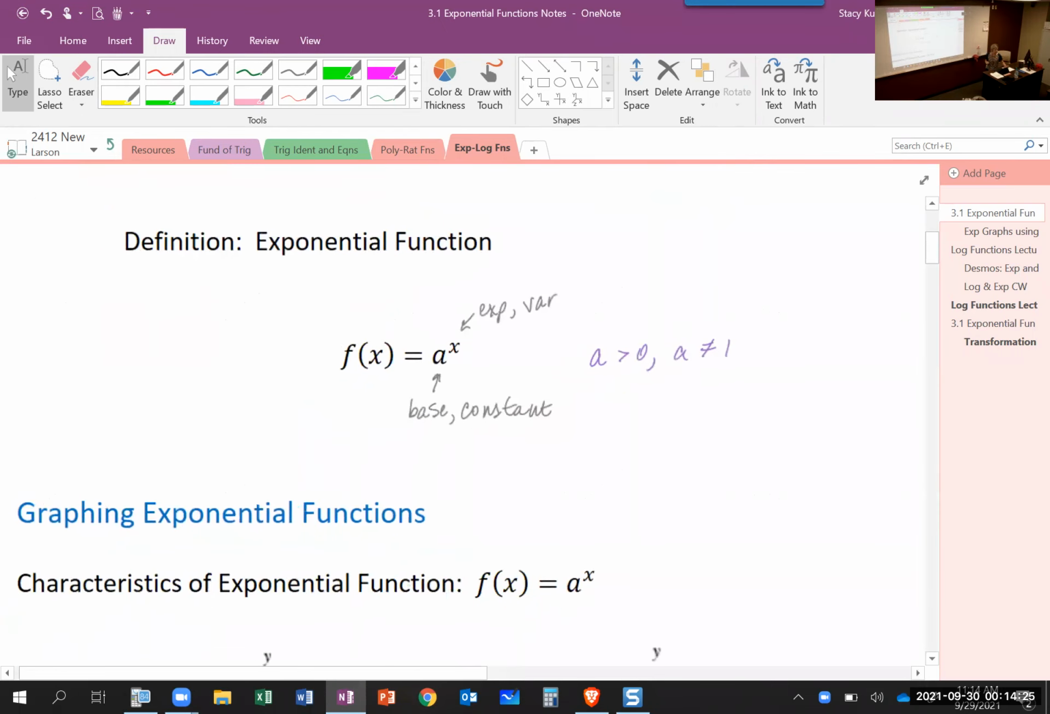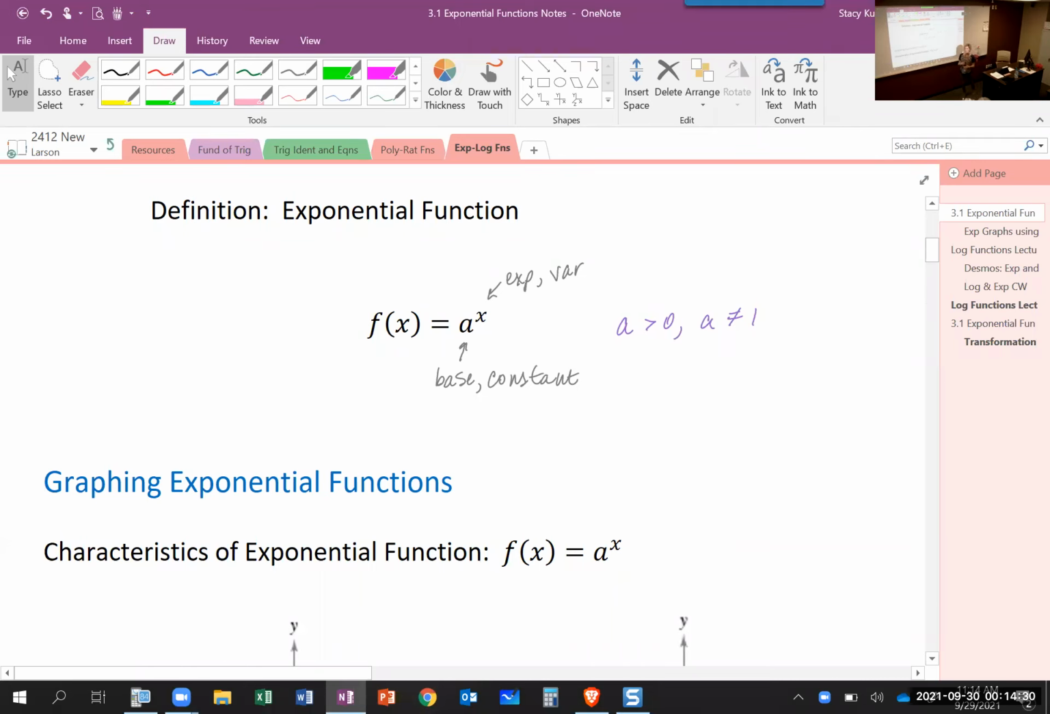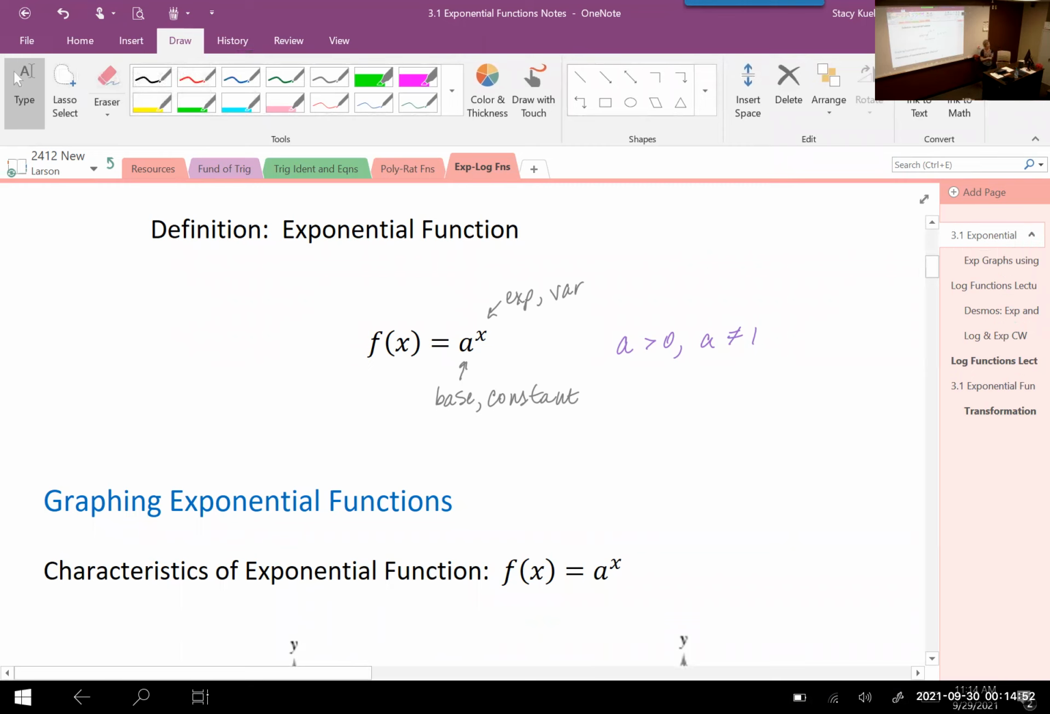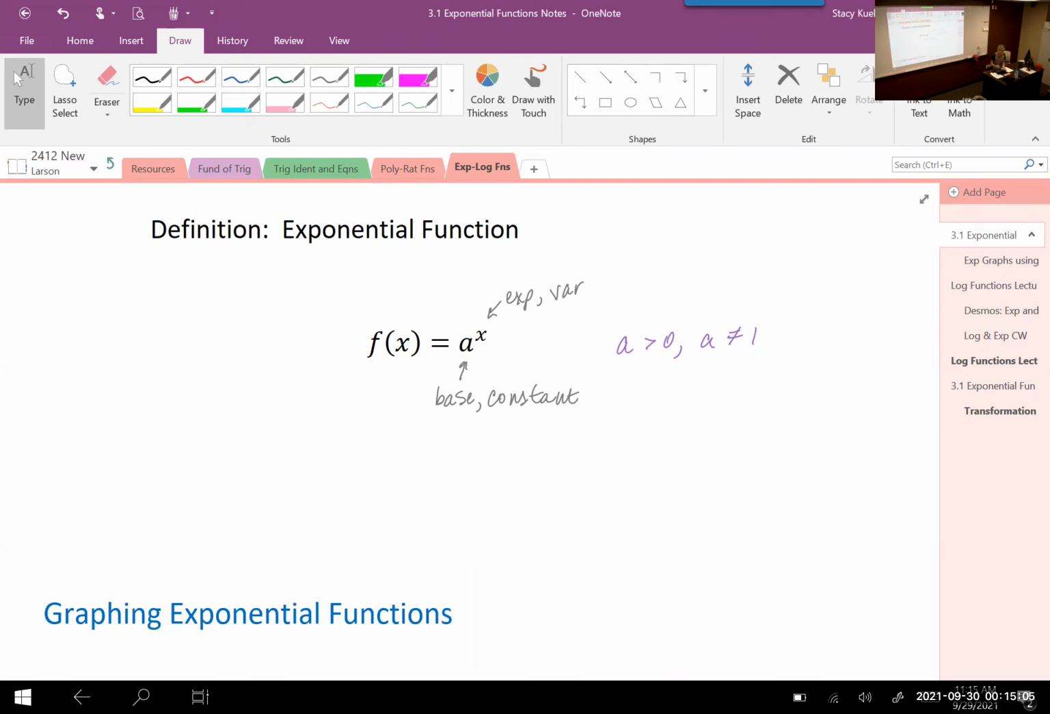Now, when we think about our exponential functions, again, we have A, which is going to be the base. A is going to be constant. The variable is in the exponent position. And our constant, our base A, has got to be positive and not 1. Those are the 2 requirements for the function, that the constant must be positive and not 1. Now, let me rephrase it. If I were to let A be negative, or less than 0, right?